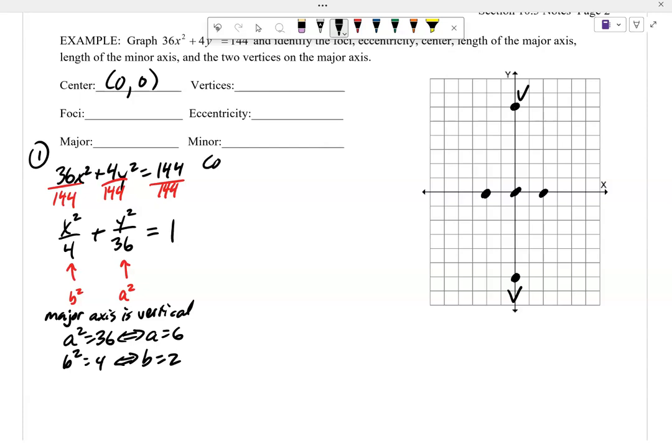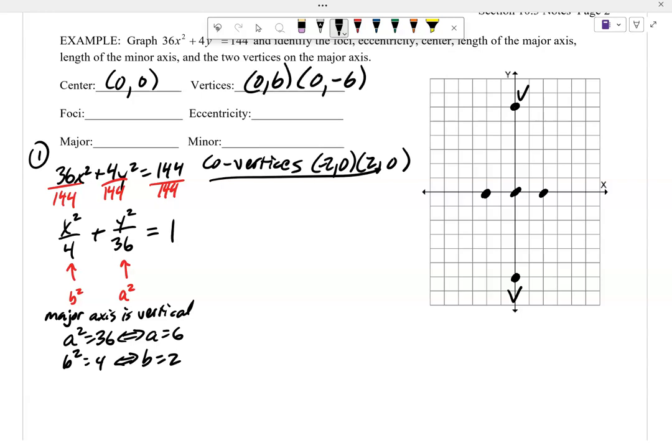And those are my co-vertices. I'm going to add a line there. Negative 2, 0, 2, 0. My vertices were 0, 6, 0, negative 6. And I could kind of draw this, even though I haven't finished the problem here. I can kind of draw it.